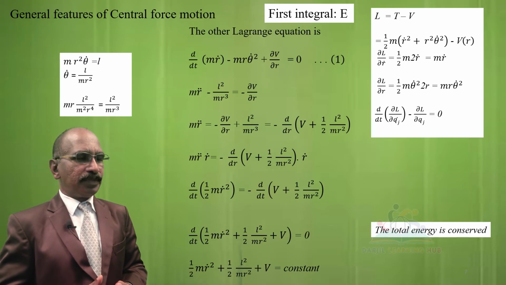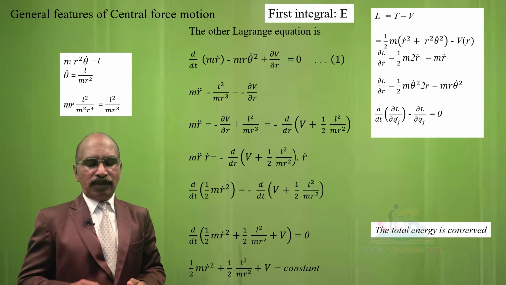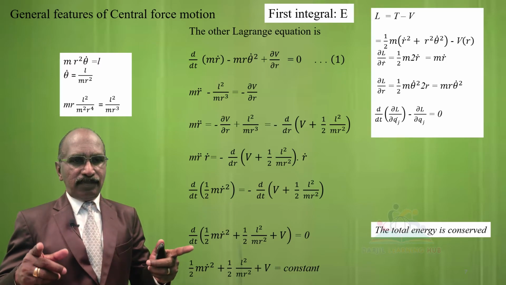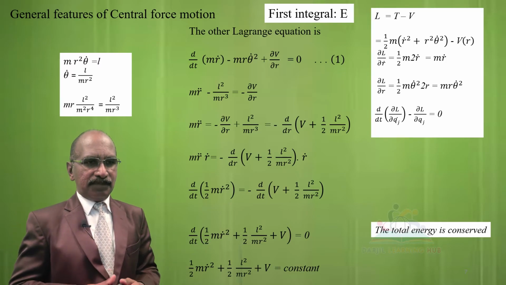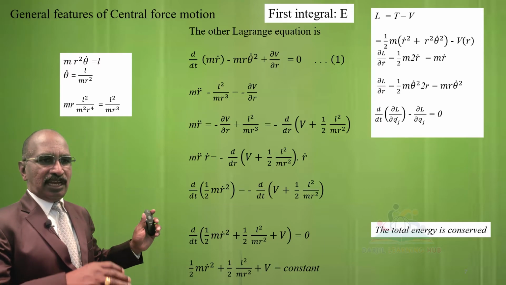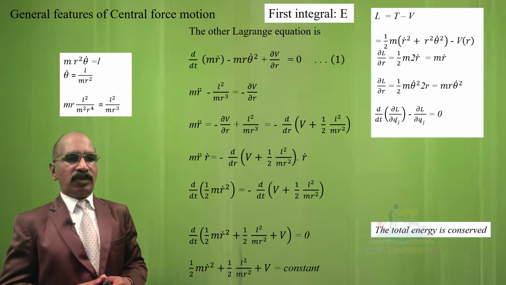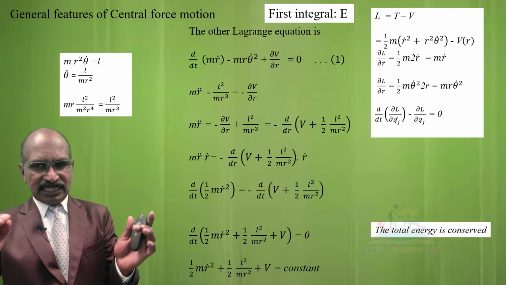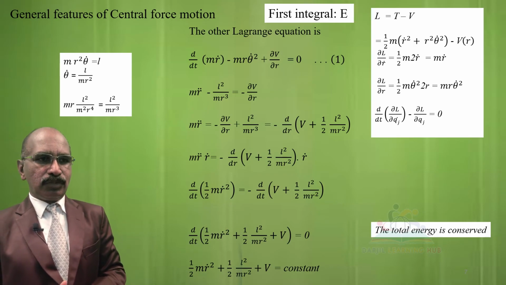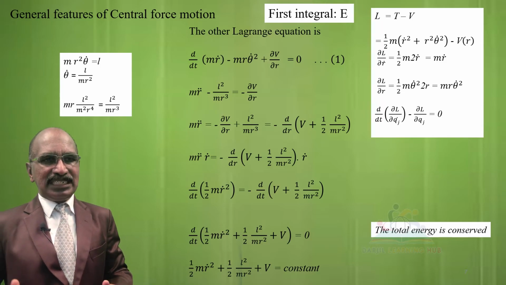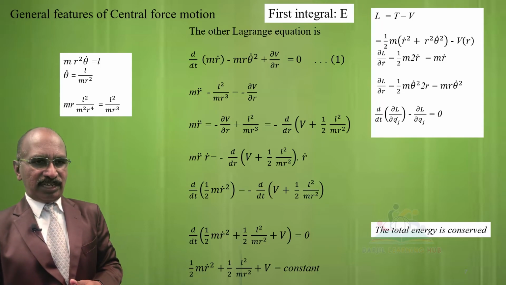Now multiply both sides by ṙ. When you multiply by ṙ, you are getting the next term. Now this term could be written as d by dt of 1 by 2 Mṙ² will be equal to minus d by dt of the term inside the bracket. So that d by dr has been changed to d by dt by the multiplication of ṙ.